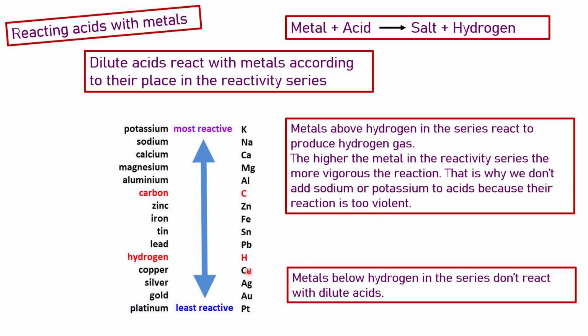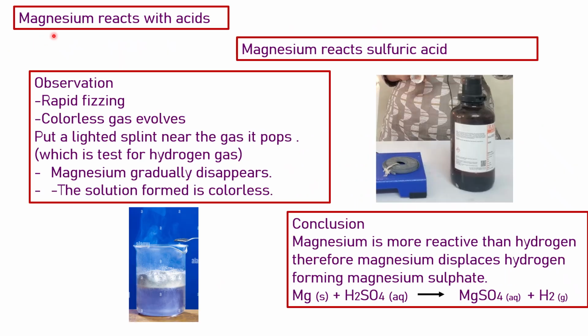What about metals below hydrogen in the reactivity series? Copper, silver, gold, and platinum. They have low reactivity and therefore they don't react with dilute acids. Magnesium reacts with acids. Magnesium reacts with sulfuric acid.